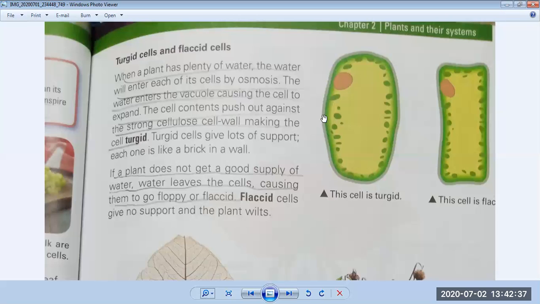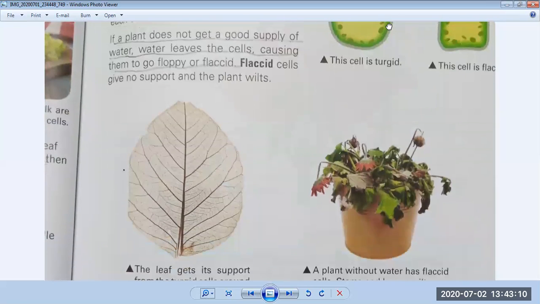We all know the cell wall of a plant cell is made by a chemical which is called cellulose. So when plenty of water enters the body of the plant cell, in the center there is a vacuole. It will get more water, and because of getting more water, it will be swollen. It will be in the shape of a ball. So it will become turgid. It will become hard. Okay, so this is the definition of turgid, and you can also see this example.